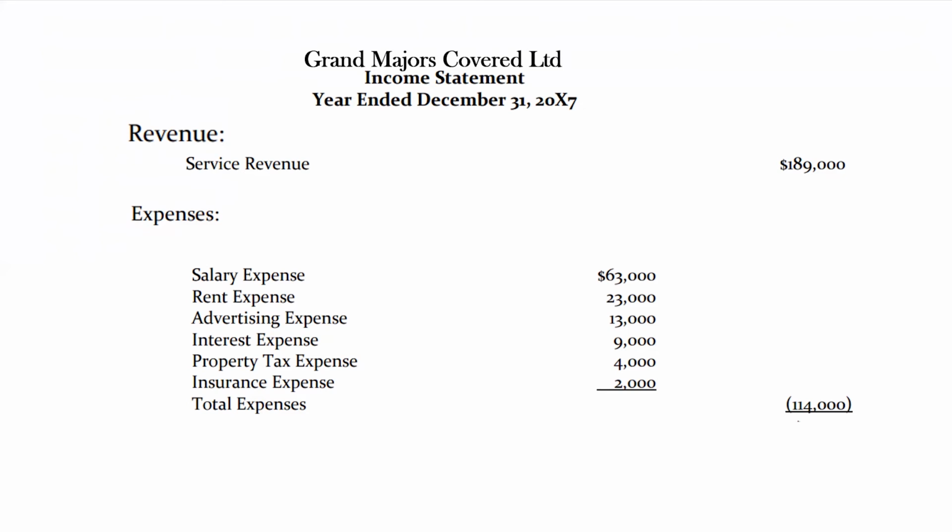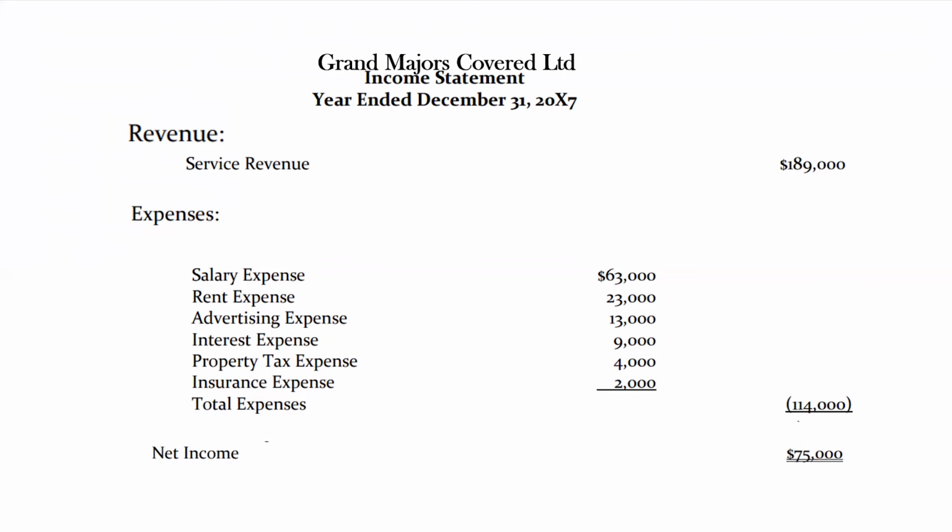After we've summed our total expenses, we will now subtract that from our revenue and we will get our net income. So note our net income here is $75,000. And this is your income statement.